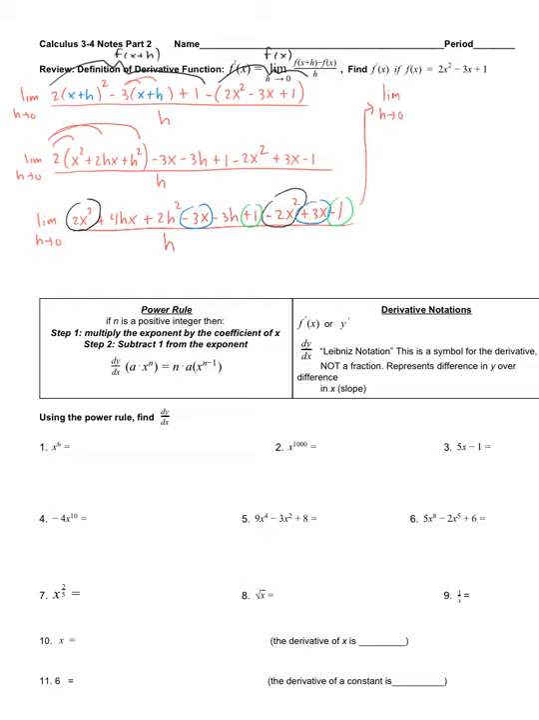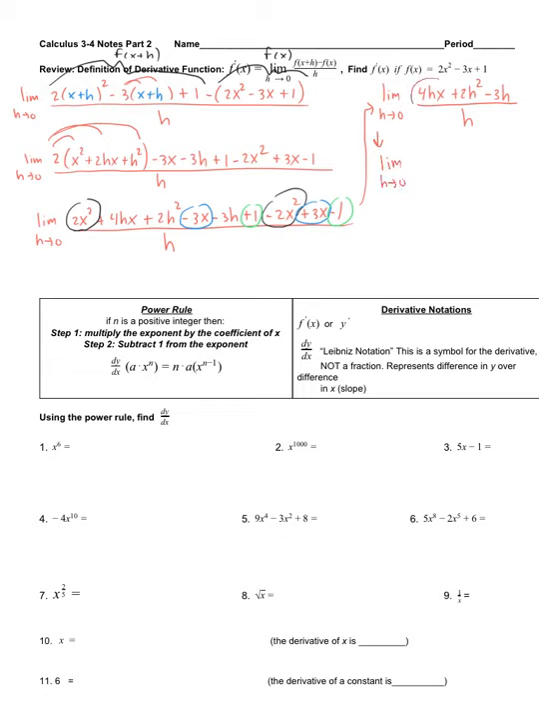I have a 4hx. I have a 2h squared. And my third thing that's left is minus 3h. And it's still all over h. I still can't do direct substitution, so now I'm going to divide each term by the denominator. Don't forget to keep bringing that limit along so you don't forget to apply the limit. So we have the limit as h approaches 0.